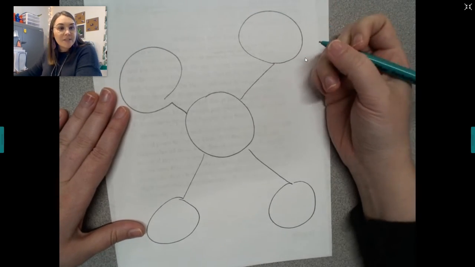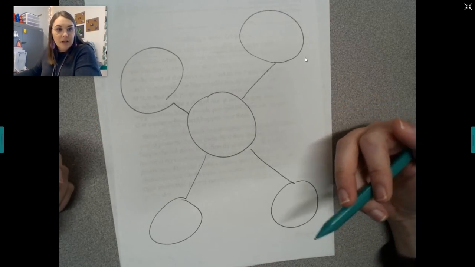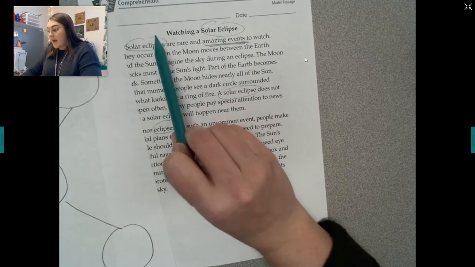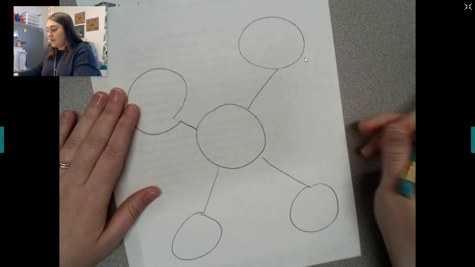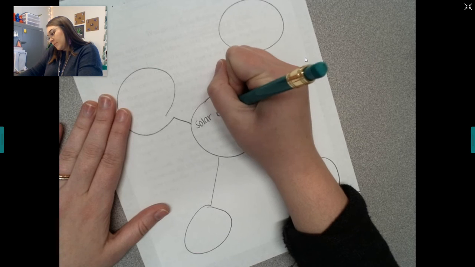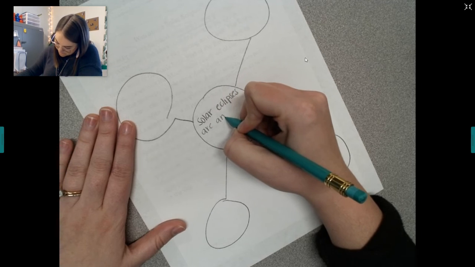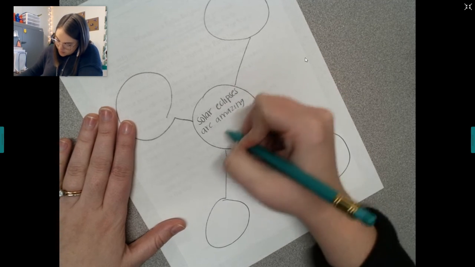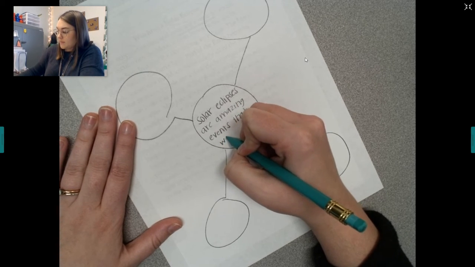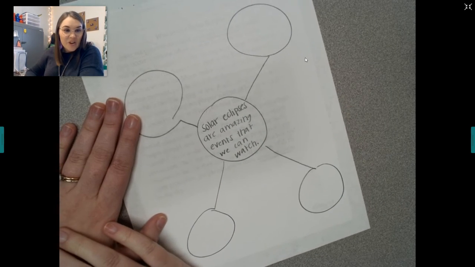In the middle, we put our central idea in a complete sentence, and we put 4 details from the passage on the outside. So in the middle, I'm thinking, I think I need to include solar eclipse and I need to include amazing events. So I think I'm going to say, solar eclipses are amazing events that we can watch. Guess what? It's very similar to that first sentence, isn't it?